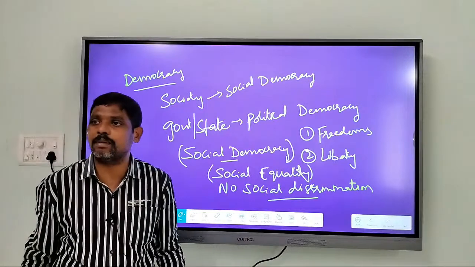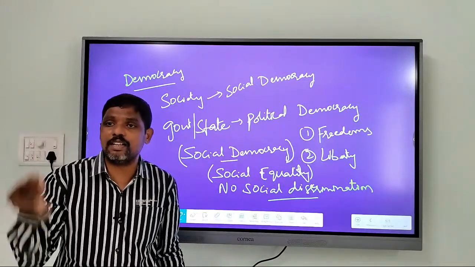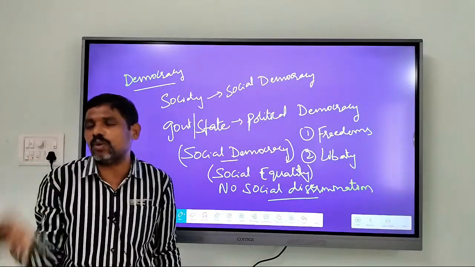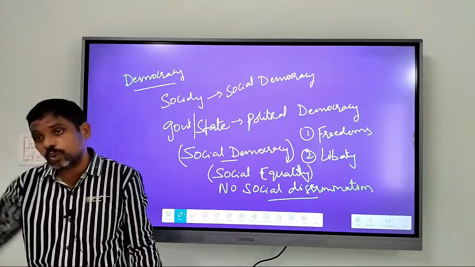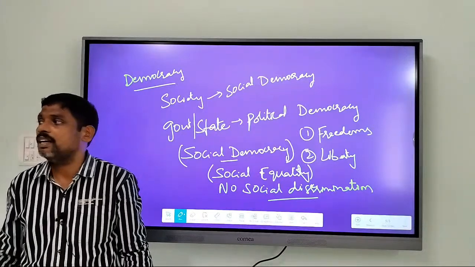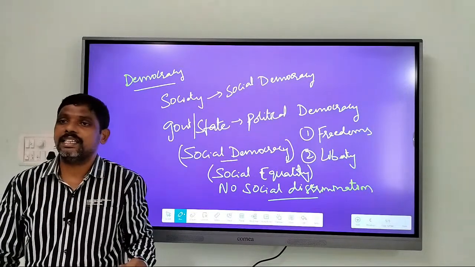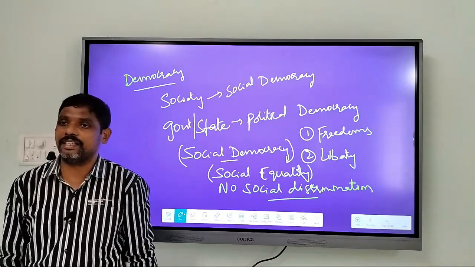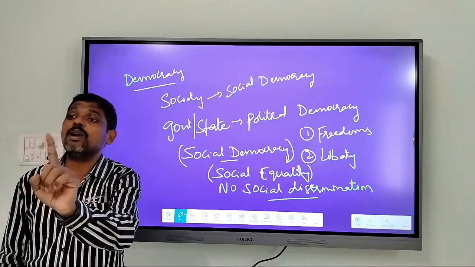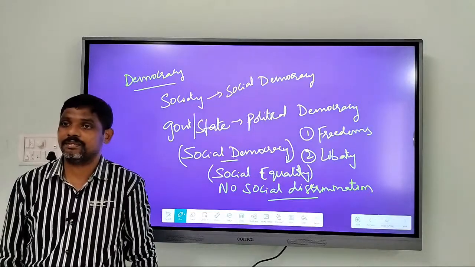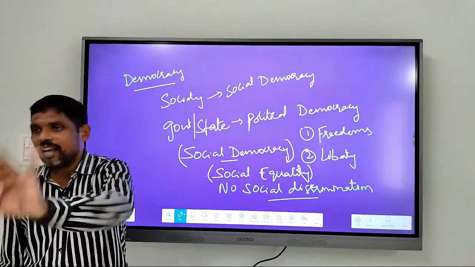It is a form of democracy. It denotes the nature of society where people enjoy liberty, freedom. It denotes a society where there is social equality, where there is no social discrimination. Alright? How to promote equality without removing inequalities? Whether equality comes first or removal of inequalities comes first.